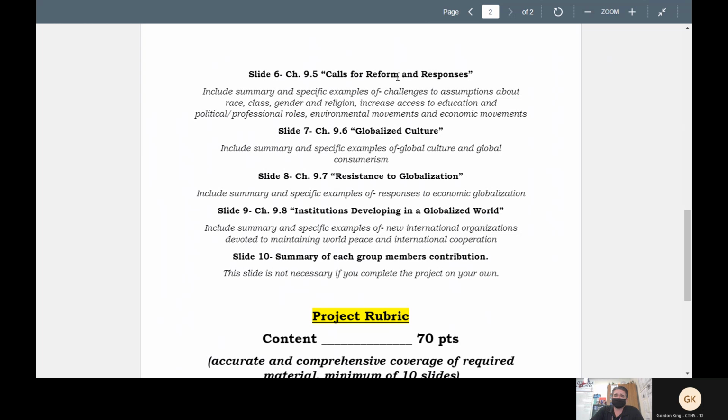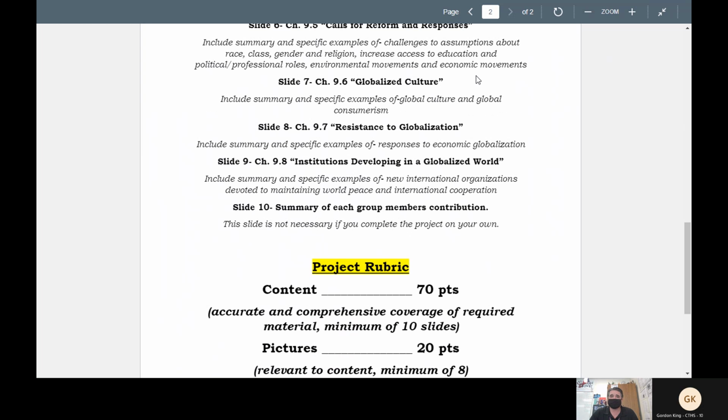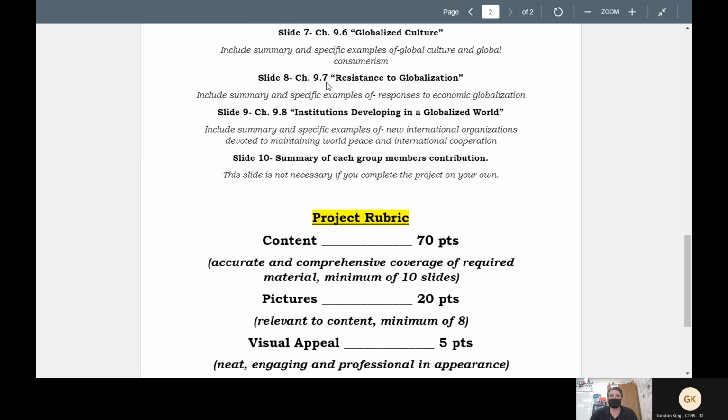Chapter 9.5 calls for reform and responses, include a summary and specific examples of challenges to the assumptions about race, class, gender, and religion, increase in access to education and political and professional roles, environmental movements, and economic movements. 9.6, globalized culture, include a summary and specific examples of global culture, global consumerism. Chapter 9.7, resistance to globalization, include a summary and specific examples of responses to economic globalization.